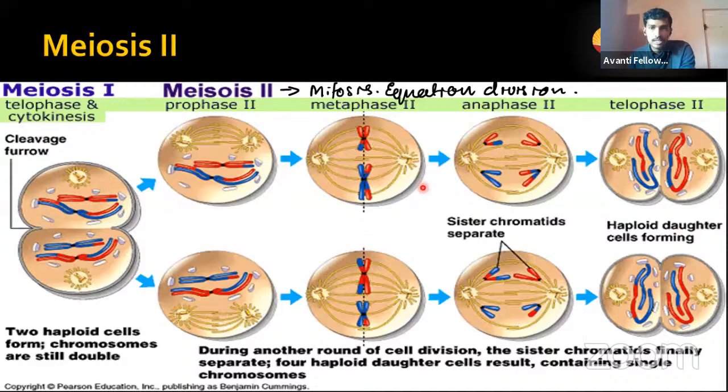Okay, and what's happening in this particular stage, anaphase? Here, centromere breaking is happening, and they are going away. And telophase, again, decondensation is happening.